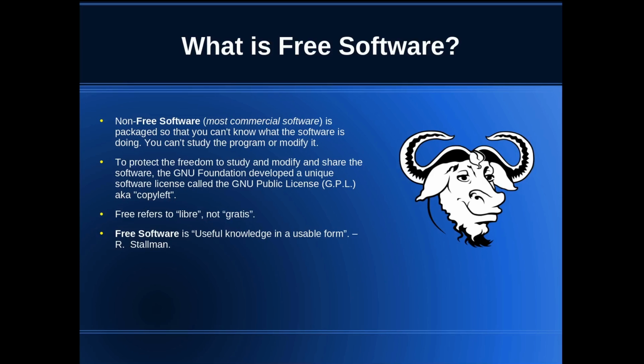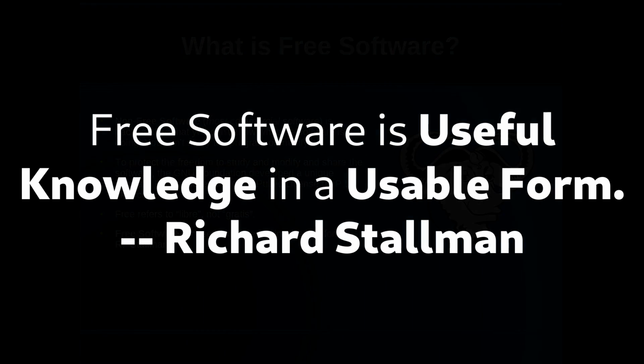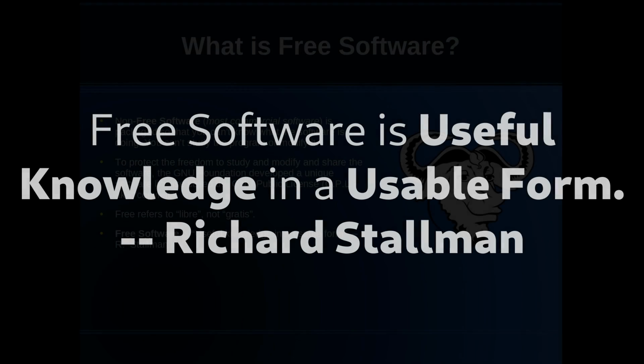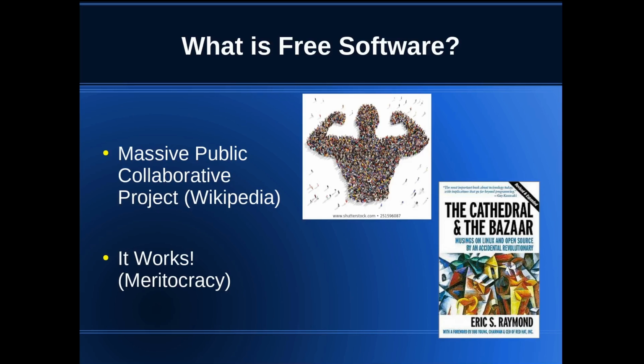And I think this is probably the most powerful statement I've heard about free software, and it also came from Stallman, the creator of this movement. Free software is useful knowledge in a usable form, and it's literally that. It's useful knowledge in a usable form. So, what is free software? It's also an example of a massive public collaborative project. Think of Wikipedia. In fact, the founders of Wikipedia were inspired by the free software movement when they saw the power of people collaborating together. And that's what Linux is.